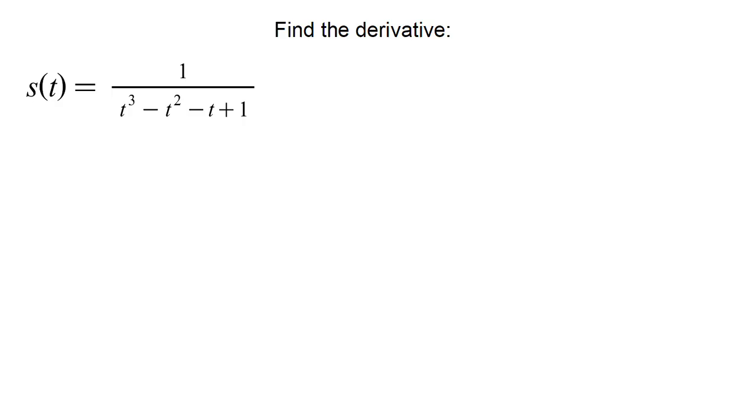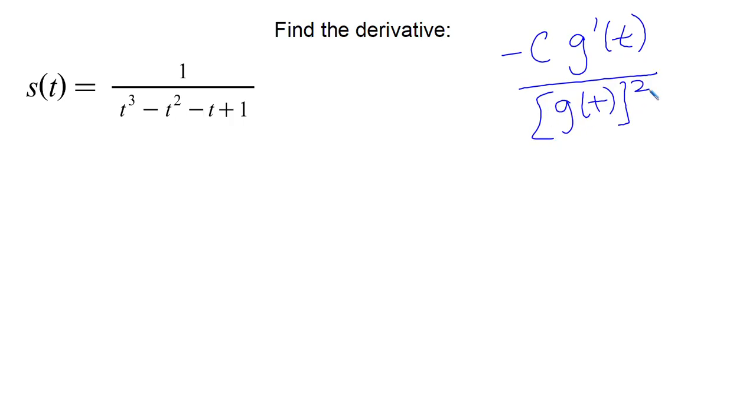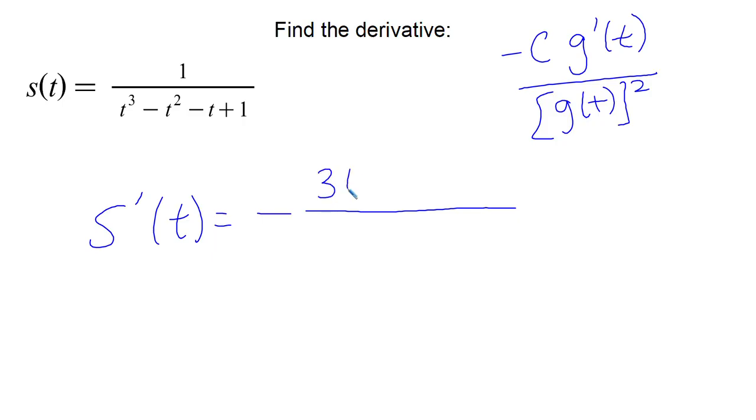All right, and here's our last one. It's another reciprocal rule problem here. So we're going to say this is negative constant times g prime of t this time over g of t squared. So all we have to do is go straight through and use that rule. That rule says that s prime of t ought to be the opposite of our constant, which again this time is just 1. Our derivative of our denominator there should be 3t squared minus 2t minus 1 if we use the power rule on that.